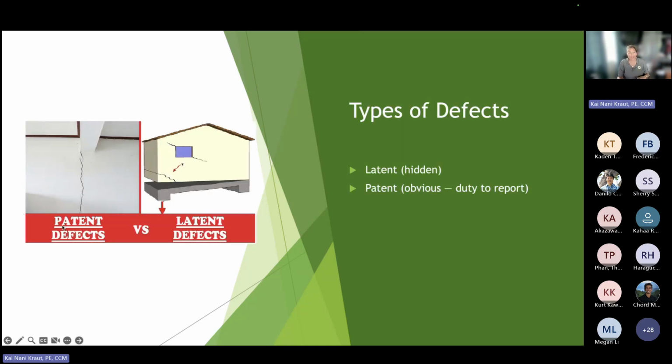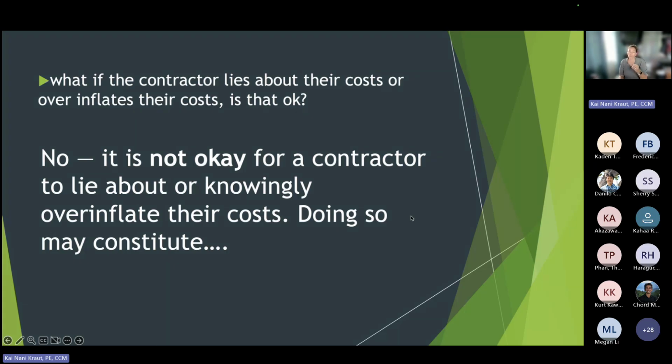So again, patent defect is something that you do see. You're in a house, you see a crack, that's a patent defect. Latent defect is the foundation is sinking, you can't really see it. So one is hidden, the other one's obvious. Under the patent defect, there is a duty to report. And I know this is in our contract. Again, through this series, we'll talk about it. Okay, so this is another one.